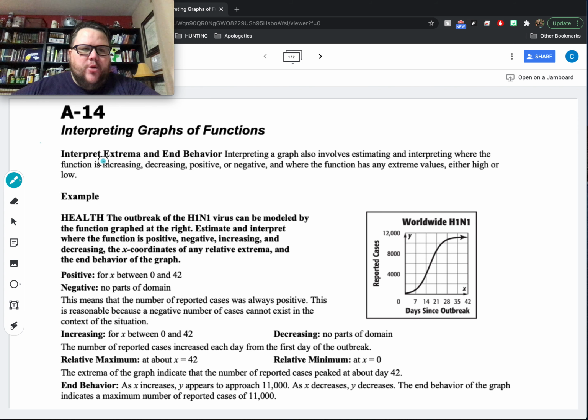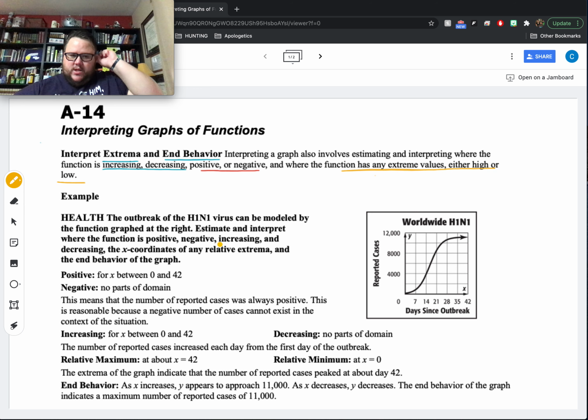Today we're going to interpret extrema and we're going to interpret end behavior. So, interpreting a graph also involves estimating and interpreting where the function is increasing, decreasing, positive, or negative, and where the function has any extreme values, either high or low.